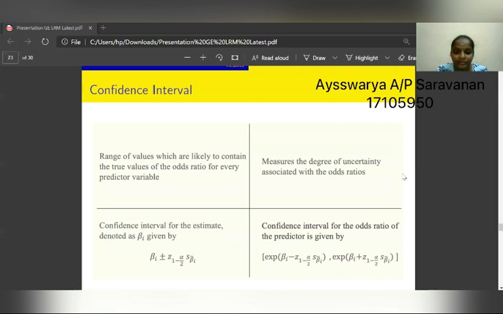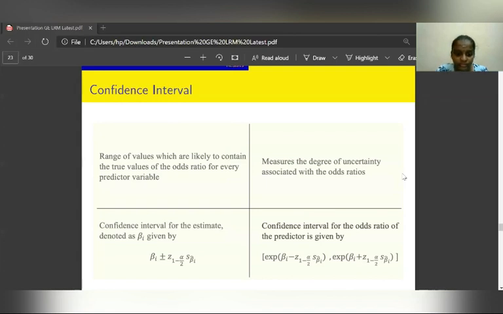In logistic regression, confidence intervals are a range of values that are likely to contain the values of the odds ratio for every predictor variable. It also measures the degree of uncertainty associated with the odds ratios. The wider the interval, the greater the uncertainty associated with the estimates or odds ratios, and vice versa.